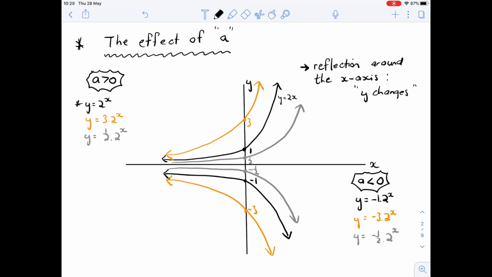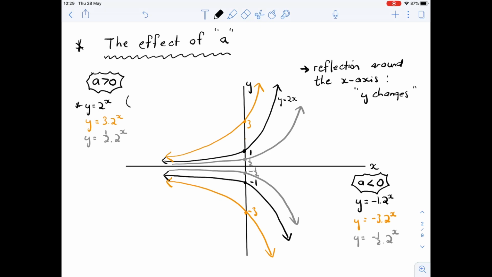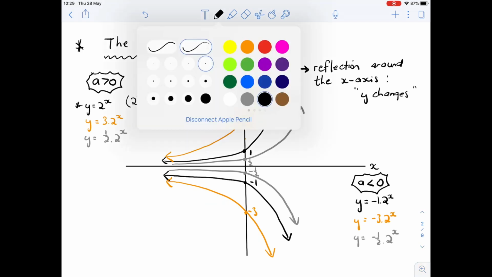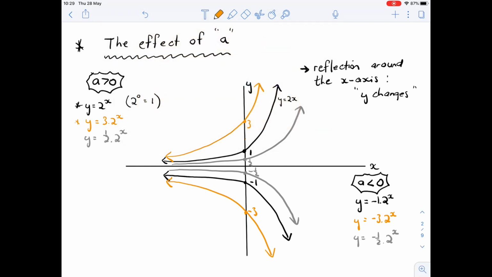It cuts the y-axis at 1, where x is 0. So basically here, if you made x 0, you would get 2 to the 0 is 1. So that's why it cuts there at 1, and it climbs very quickly. Now, if I put a 3 in front and a was 3, what would happen is it would climb even quicker. That's the orange curve here. It would climb even quicker, but what it's doing is it's stretching out. It's stretching the graph up and out and away from the x-axis.